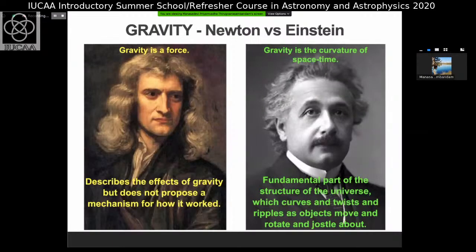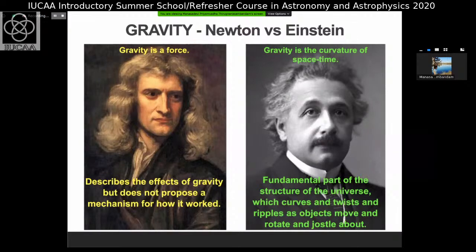So as per Newton, gravity is actually a force. And although Newton's laws describe the effects of gravity beautifully, they do not propose a mechanism as to how gravity worked.